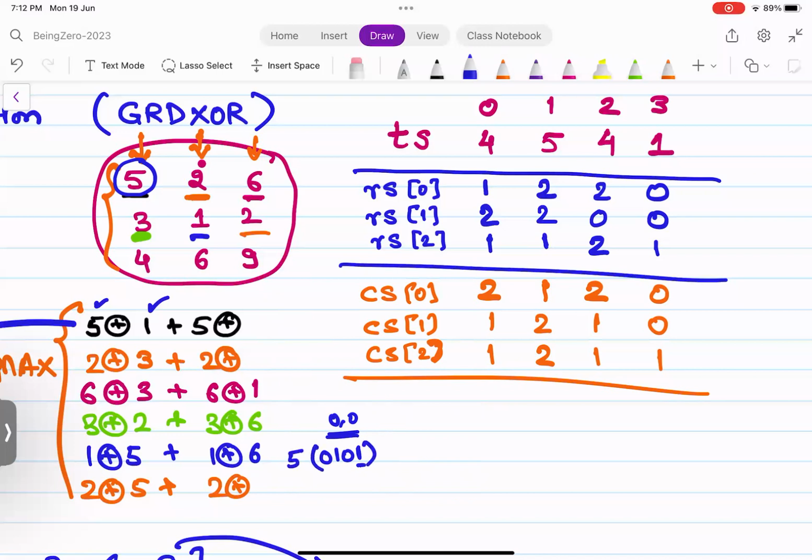Now, for this 5, you want to know, out of these numbers, how many numbers have the 0th bit as unset? So how will you get that? Total number of 0th bit sets minus set of that column and minus set of that row plus set of that digit.